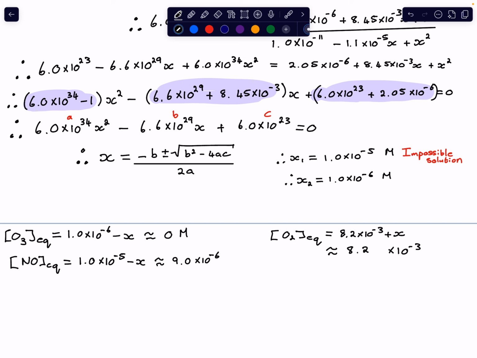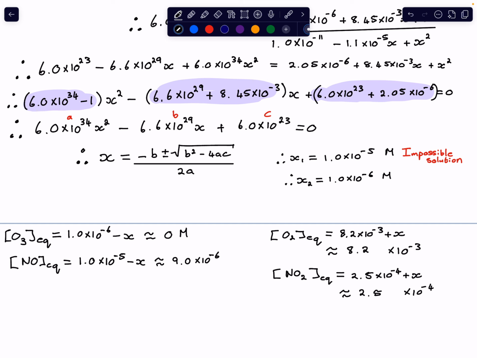and then the last one, NO2 at equilibrium was equal to 2.5 times 10 to the negative 4 plus x. Rounded, you're going to see, will give you 2.51, some numbers, times 10 to the negative 4, but then rounded to two significant figures gives you 2.5.